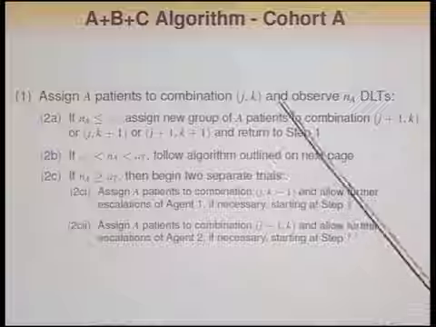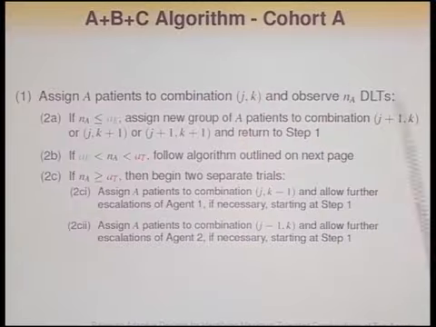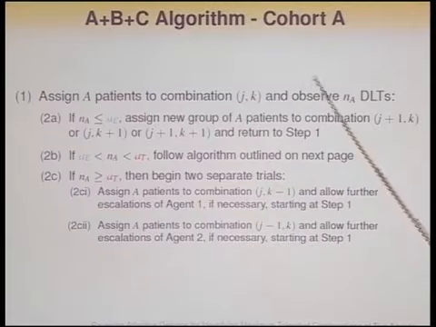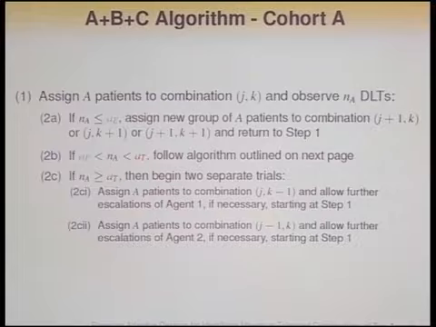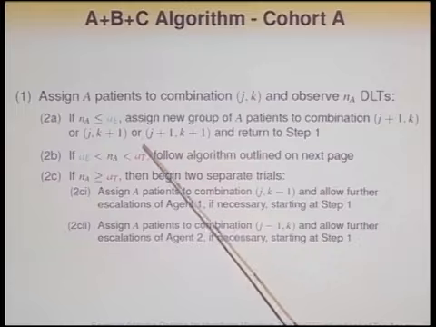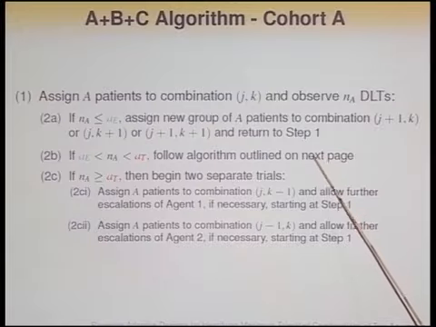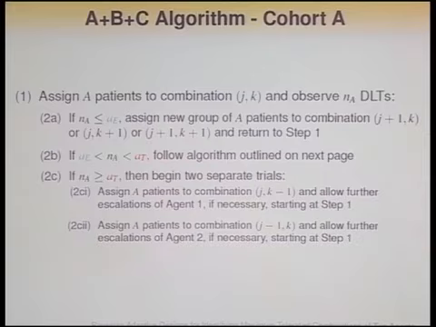So the A plus B plus C, so again, A plus B, A, B, and C capital are the number of folks that would be in a cohort. So you're going to assign capital A patients to some combination, and you'll see how many of those folks get a DLT, little NA. And then you'll compare that little NA to some thresholds to decide whether or not to escalate, stay at that dose with more folks, or move down. And I probably should show the picture first.